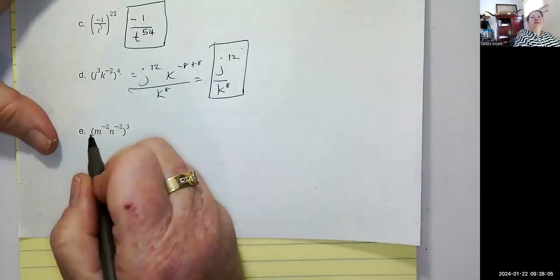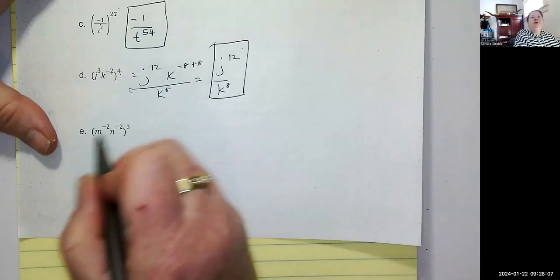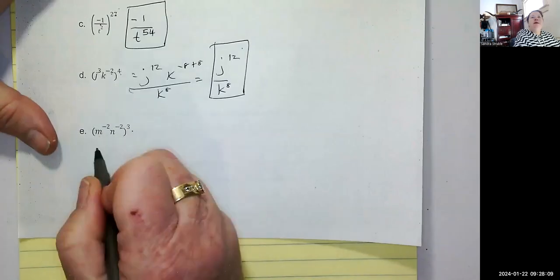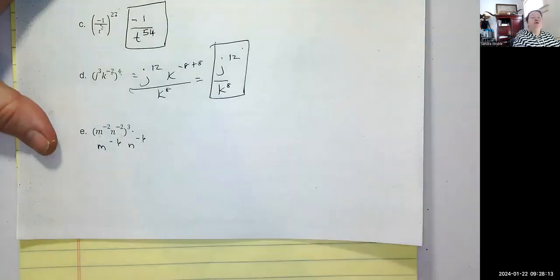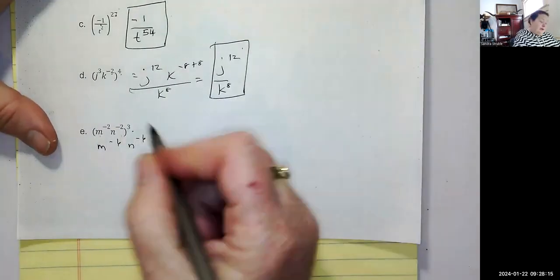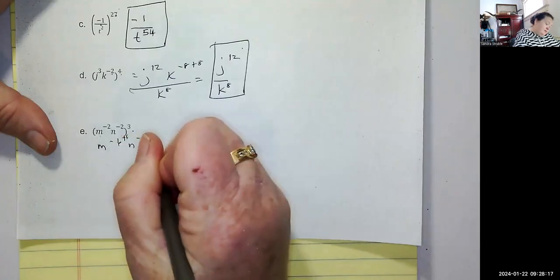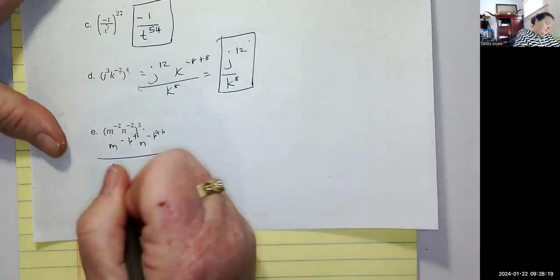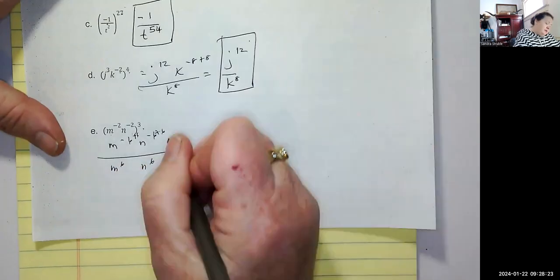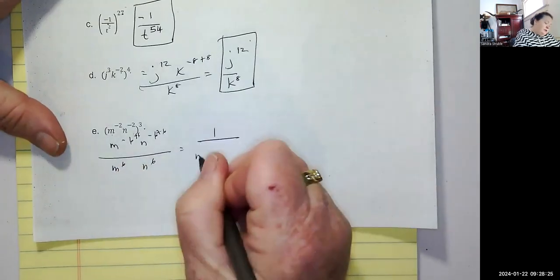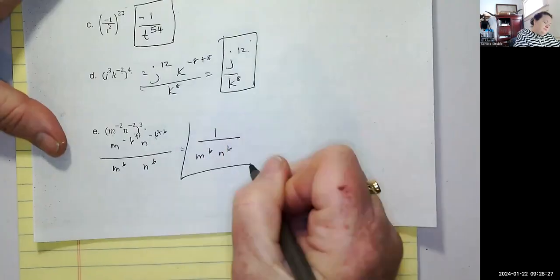Last one here, M to the -2, N to the -2, all that raised to cubed. So that becomes M to the -6, N to the -6. And we do not want negative exponents, so we're going to add 6 to the numerator and the denominator. So this becomes M to the 6, N to the 6. That's 1 over M to the 6, N to the 6.